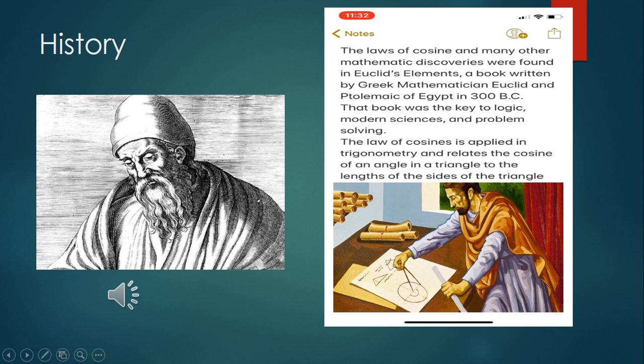The laws of cosine and many other mathematic discoveries were found in Euclid's Elements, a book written by Greek mathematician Euclid and Ptolemaic of Egypt in 300 BC. That book was the key to logic, modern sciences, and problem solving. The law of cosines is applied in trigonometry and relates the cosine of an angle in a triangle to the lengths of the sides of the triangle.